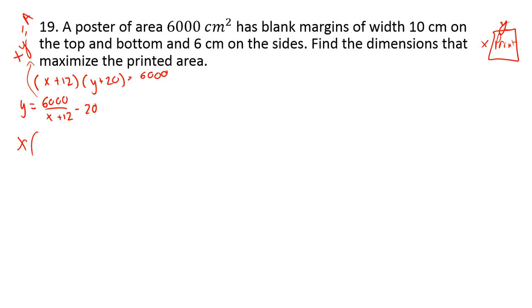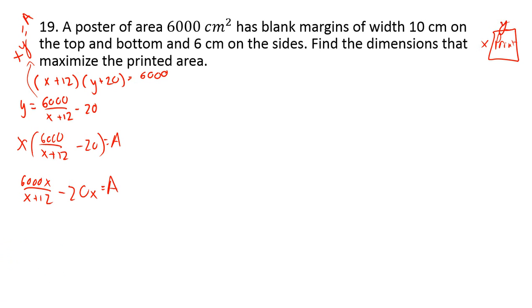So we're going to have x times 6,000 all over x plus 12 minus 20 is equal to A. Distribute the x, 6,000x all over x plus 12 minus 20x. And now what do we do with these to optimize, to try to get the largest one we ever wanted?